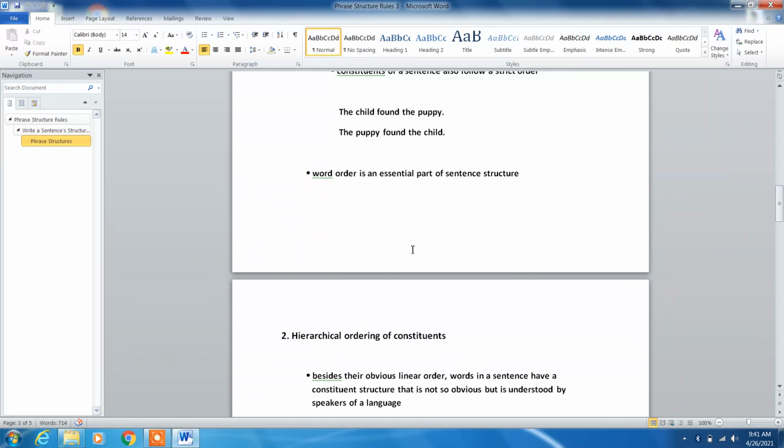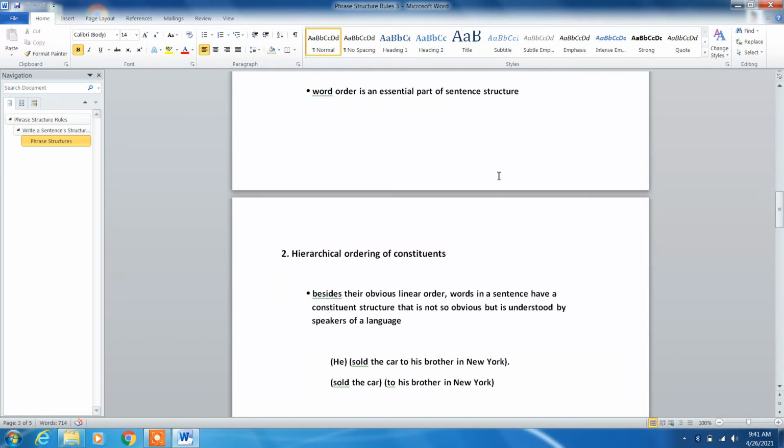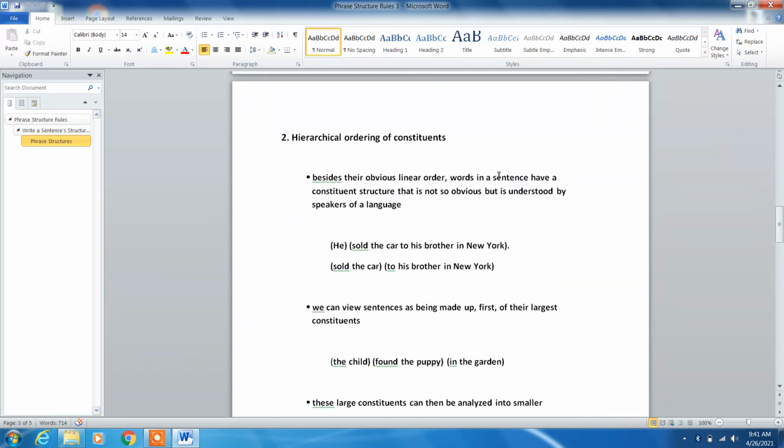So we say that word order is an essential part of the sentence structure. Clear? Word order, we have to see word order. I told you in the start that we have to focus on the word order, on the constituent analysis, on the tree diagram. Whatsoever we have to do, we have to structure the sentence, we have to study sentence structure, sentence elements. So when we study like this, that is called phrase structure rule.